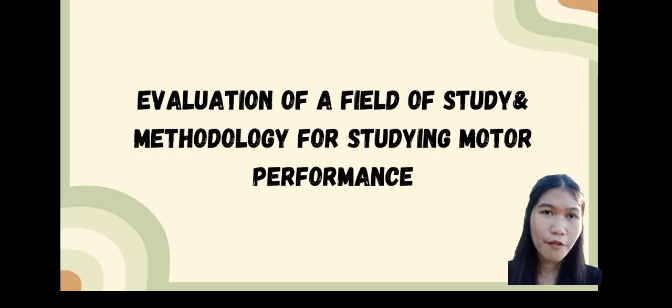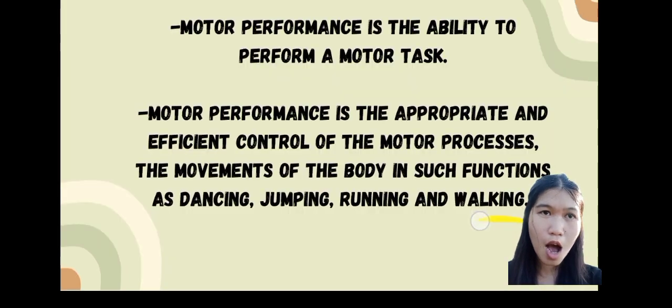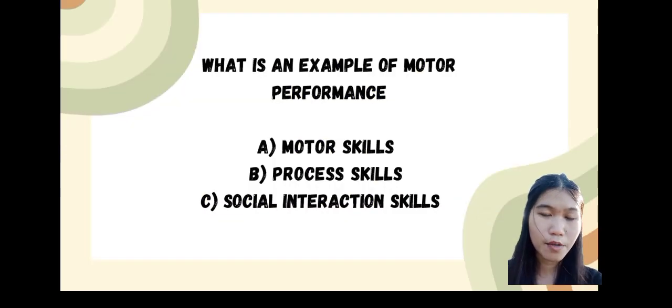So our next topic is evaluation of a field of study and methodology for studying motor performance. So motor performance is the ability to perform a motor task. Motor performance is the appropriate and efficient control of a motor process, the movements of the body in such functions as dancing, jumping, running, and walking. What is an example of motor performance?